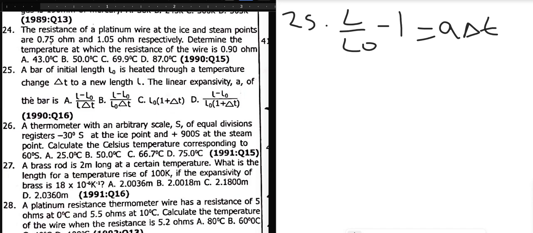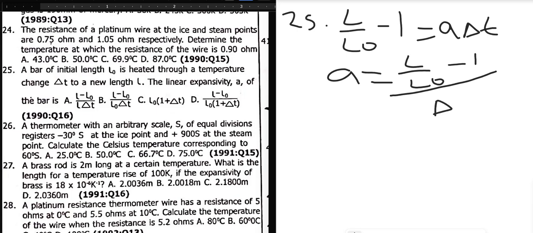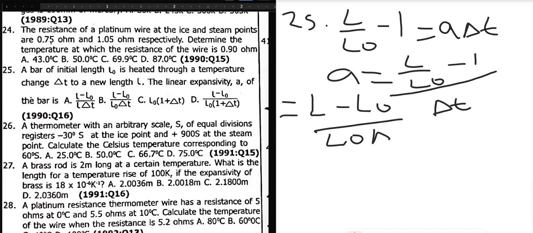So this can then be equated to A is equal to what? L over L0 minus 1 over this whole thing now over change in T. If you do your LCM and you collect your like terms, you are going to arrive at L minus L0 over L0 change in T. This will be your final equation to solve that question. All right.